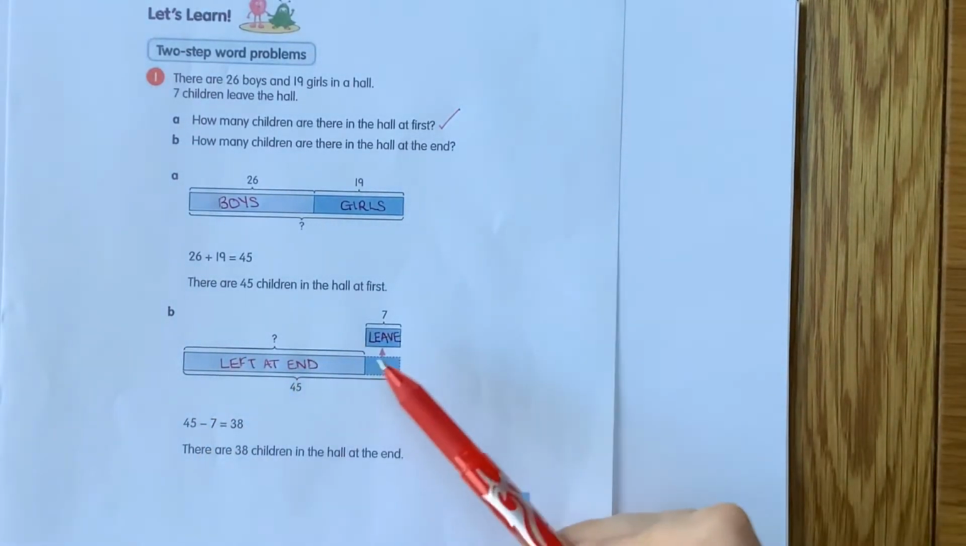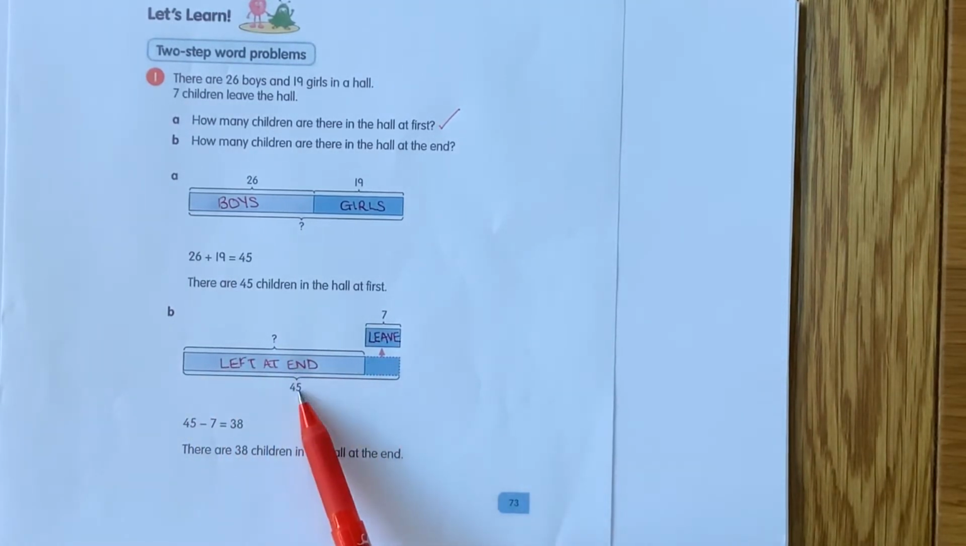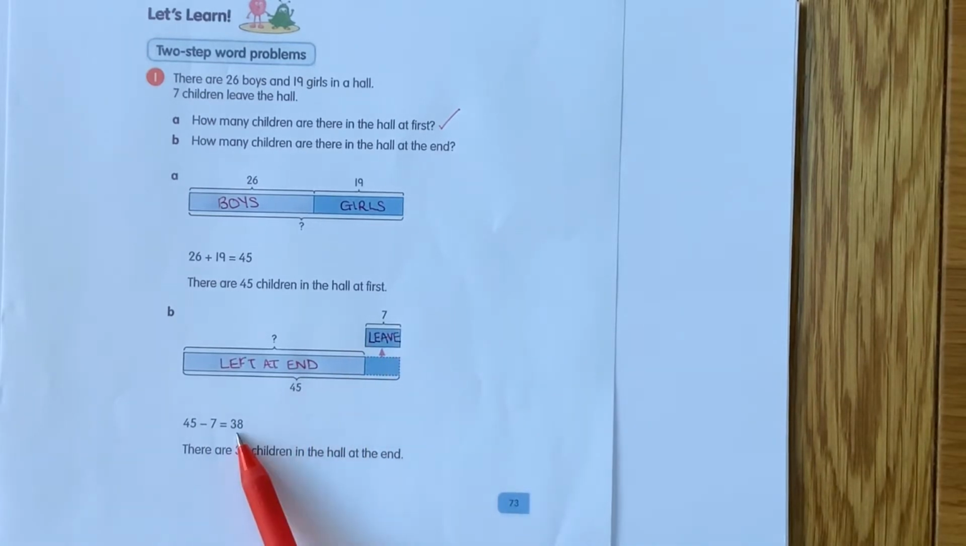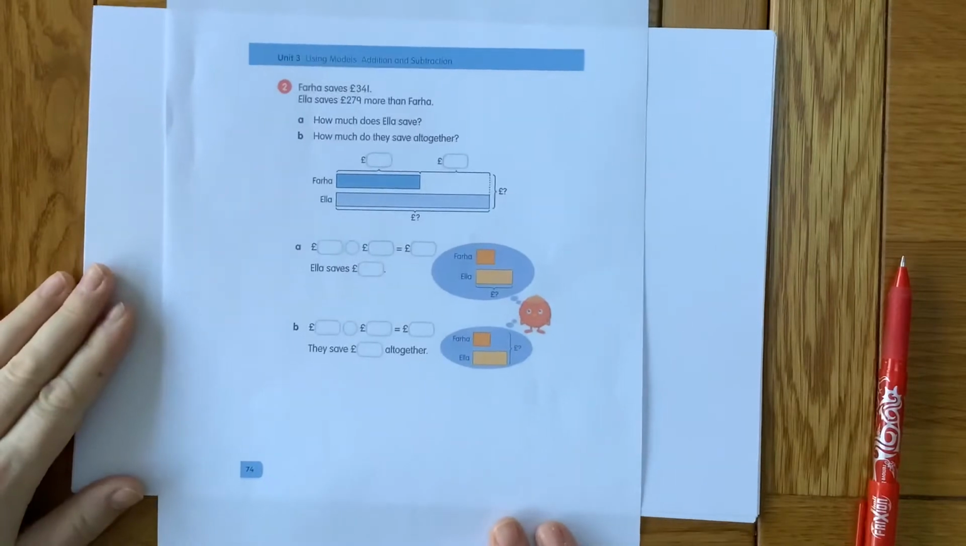Okay, so to do this calculation, to get the question mark, which is this bar, we need to do 45 take away 7, which leaves 38. There are 38 children in the hall at the end. Okay, so that's an example for us. Let's have a look at one where we need to do some of the work. The bar model is still going to be drawn for us, and we can just use it to help us.